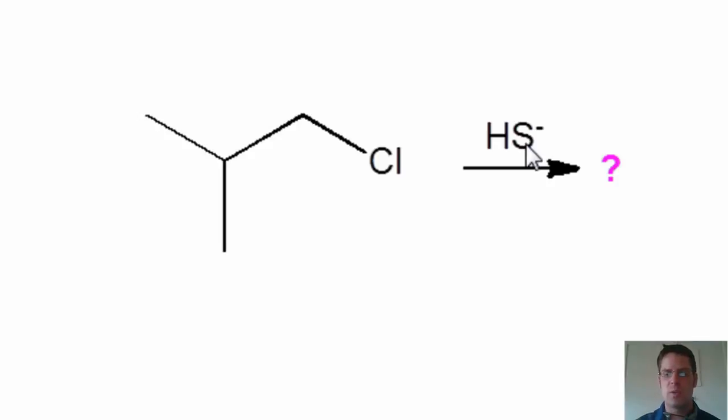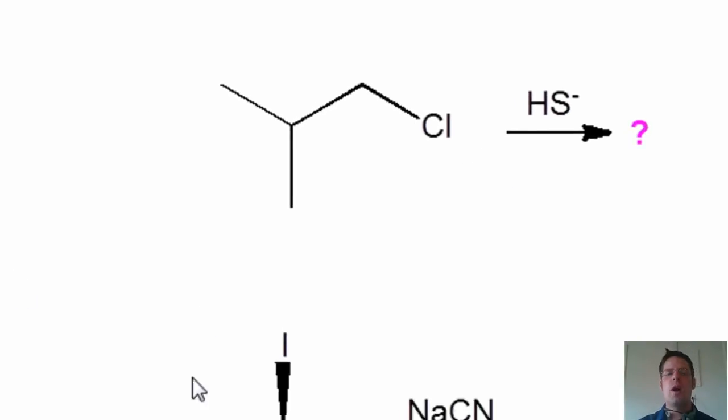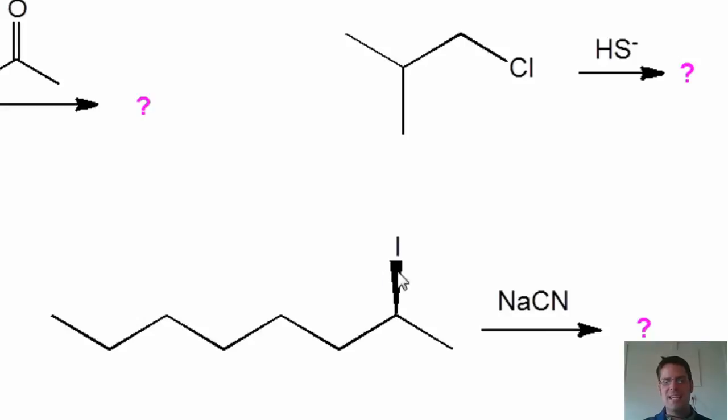That is strong. So what's going to happen is this sulfide is going to come in, form a bond with this carbon, and in one step kick off the chloride. Wha-bam! Giving me my product in which an SH has taken the place of a Cl. Here's one more example. I've got an iodine stuck to a secondary carbon. Stuck to a secondary means it could be either SN1 or SN2.